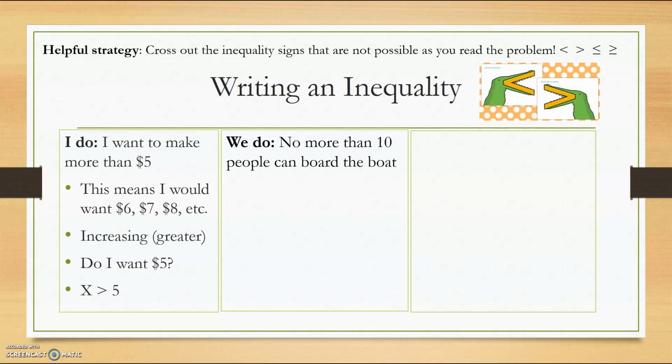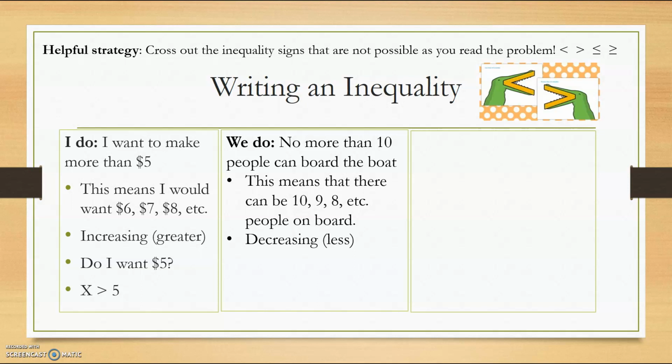All right. Next example, I want us to try this together. It says no more than 10 people can board the boat. This means that there can be 10. There can be 9 people, there can be 8 people. There can't be more than 10 though, right? That's the maximum, and that goes back to our vocab from that first slide. So they're decreasing. You'll notice 10, 9, 8. They're decreasing. That means that it's less. It can't be one of the greater than symbols. So then you ask yourself the question, can there actually be 10 people? Yeah, no more than 10. 10 is the max. So that means it would actually include 10. So we would have that bar in the less than sign. Okay, so x is less than or equal to 10.